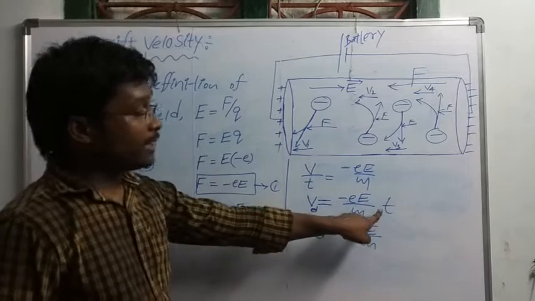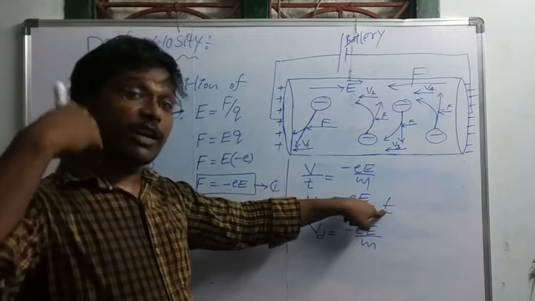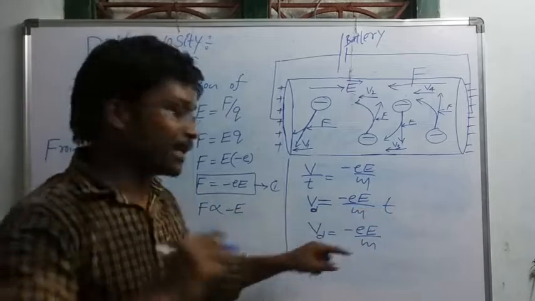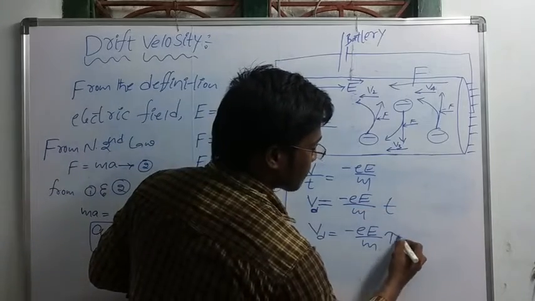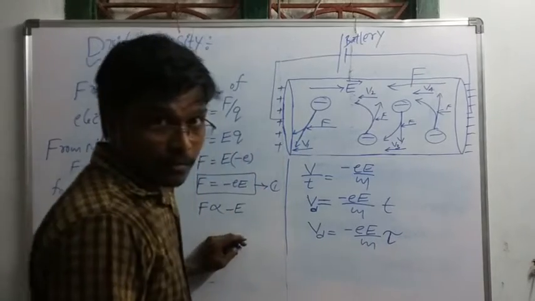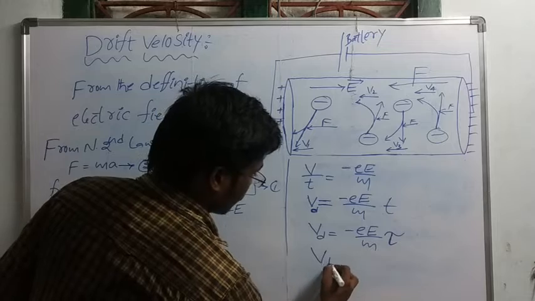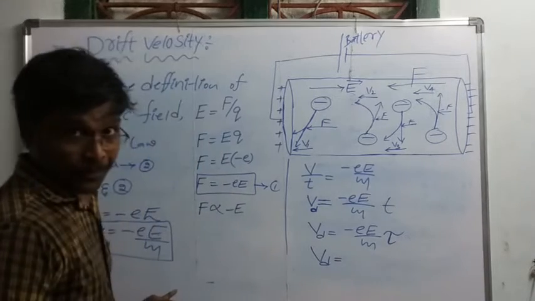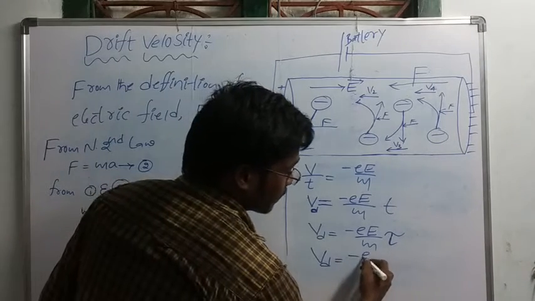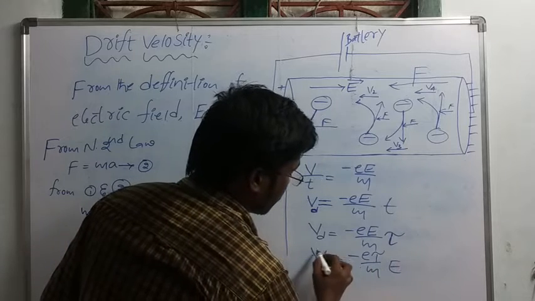I told you already at the class start: whenever we are using t, instead of t, which term can we write? Tau, relaxation time. So I am writing here tau. After that, vd is equal to minus e tau by m into E.